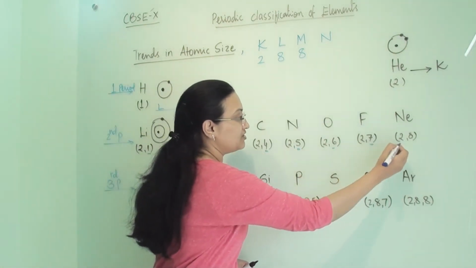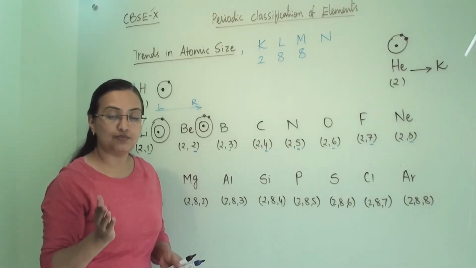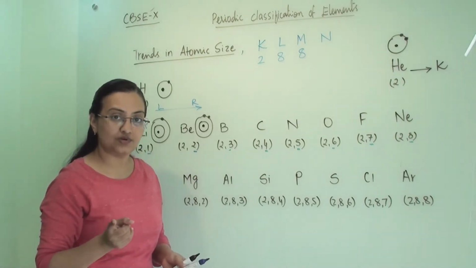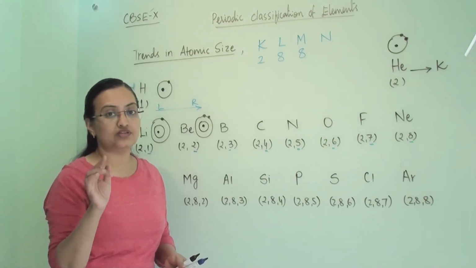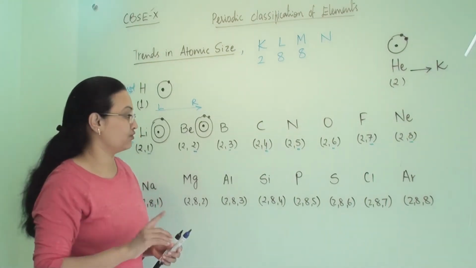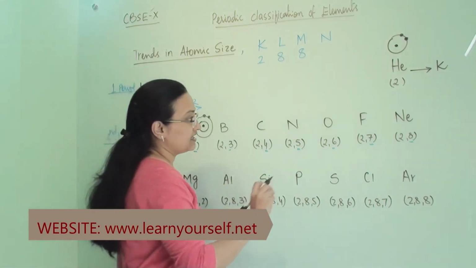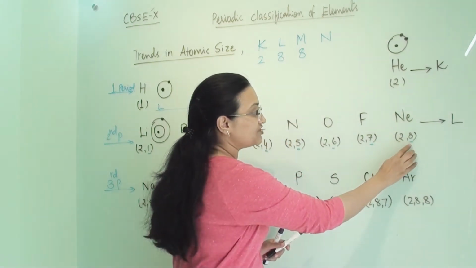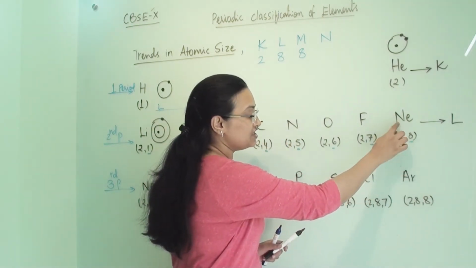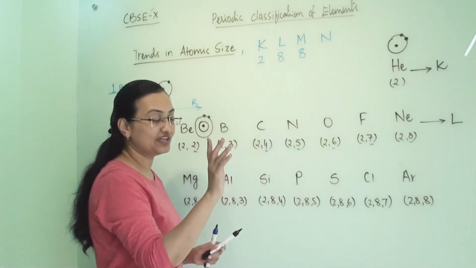Now what is the meaning of valence orbital? The outermost shell of an element is known as valence orbital, and the electrons present in the valence orbital are known as valence electrons. So this L shell is completely filled when we reach the noble gas. This is neon, this is a noble gas, and there are 8 complete electrons in the L shell.